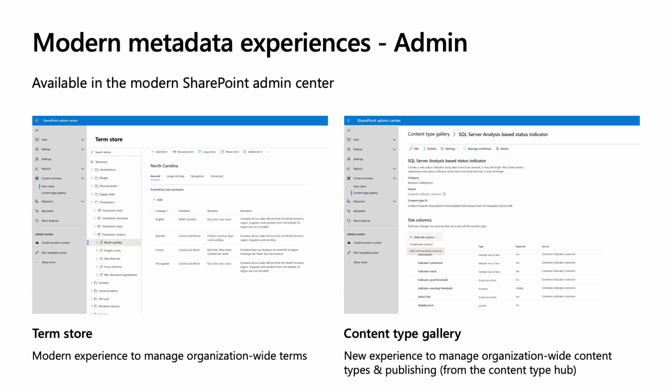Starting with the admin experiences, in the modern SharePoint Admin Center, under Content Services in the left navigation, you'll see the new term store and the content type gallery. The term store is an updated experience for you to organize and manage your enterprise terms, while the content type gallery is a new experience for you to manage enterprise content types and their publishing, which you used to do from the content type hub. For both these experiences, you don't need to take any additional effort to get started. All your existing global terms and enterprise content types will be available here automatically for you to manage them.